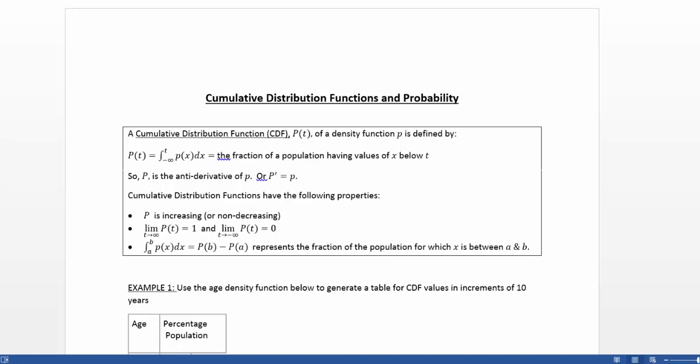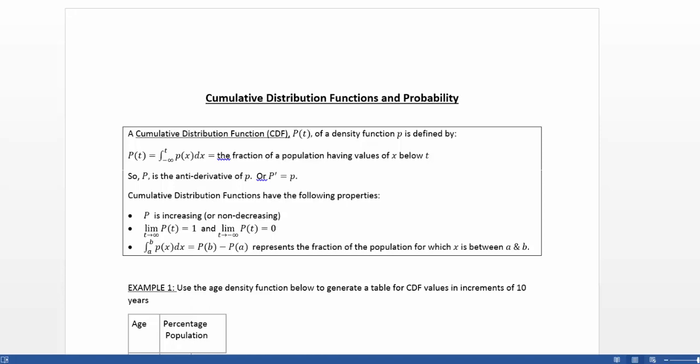We know from our earlier work that when we take the antiderivative, the relationship is that if you want to go back to the original, you would take the derivative of that function. So a cumulative distribution function is the antiderivative of the density function. So we can go back and forth between these two depending on the type of information that we want.